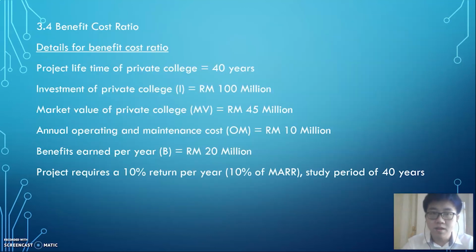Okay. So for 3.4 benefit cost ratio, we have the details for benefit cost ratio based on 3.2. The project lifetime of the private college is equal to 40 years, and the investment of the private college is 100 million ringgit, and the market value of the private college is maybe 45 million, and annual operating and maintenance cost is 10 million, and benefit earned per year is 20 million. The project requires a 10% return per year, which is 10% of MARR, and the study period is 40 years.